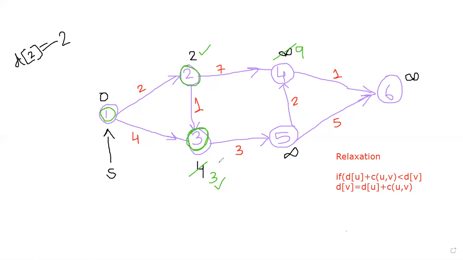Okay. So again using this formula here, what is U? U is 3. What is V? It is 5. So D of U is 3 and C of U comma 5, that is C of 3 comma 5 is 3. So 3 plus 3 is 6. 6 is less than infinity. So you have to update the value of infinity by 6. Clear?